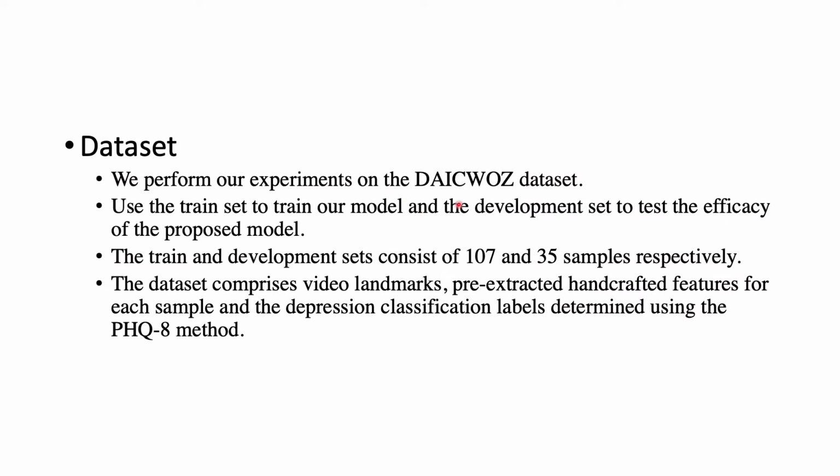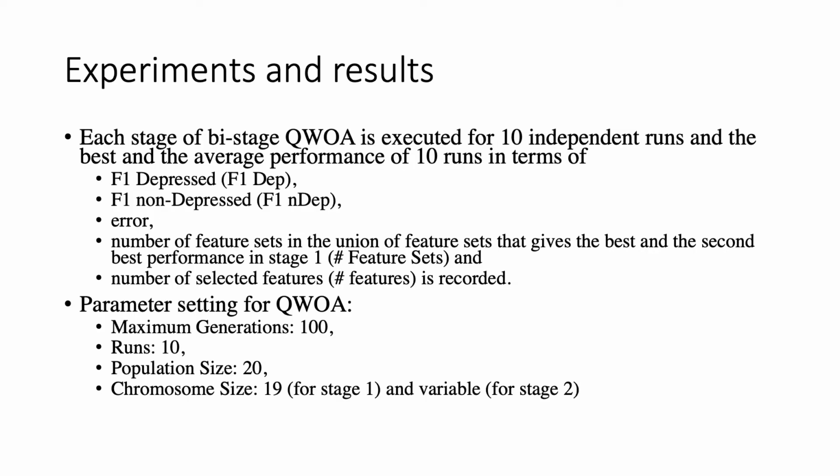All the experiments have been performed on the QWOA dataset that is publicly available. It has 2 sets, training and development, comprising 107 and 35 samples respectively, and it contains depression classification labels for each of the samples using the PHQ-8 method, and we train our model on the training set and test its efficacy on the development set.